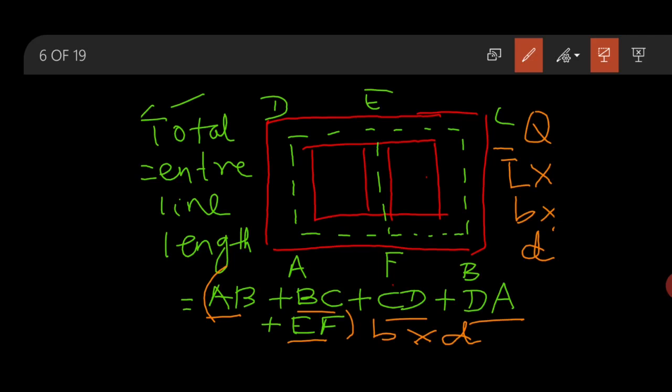For example, if you are going to calculate the total quantity of earthwork in excavation, then with the total center line length you will multiply the corresponding breadth and depth. Similarly, if you want to calculate the total quantity of cement concrete work in foundation, then with this total center line length you will multiply the corresponding breadth and depth of concrete work in foundation. So this is equal to the total quantity. This total quantity can also be written in another format.